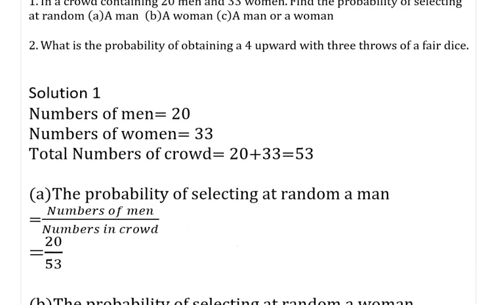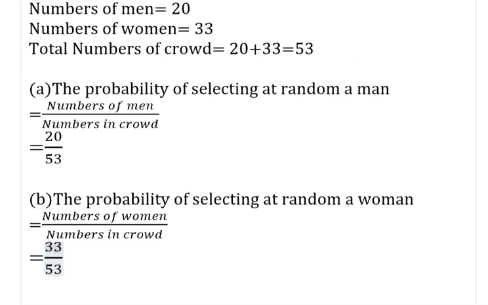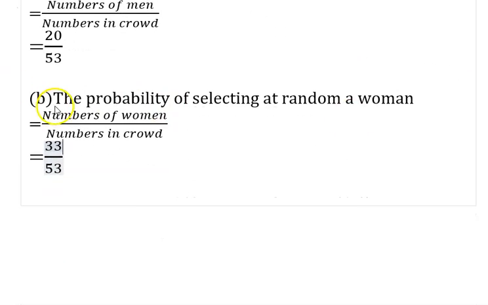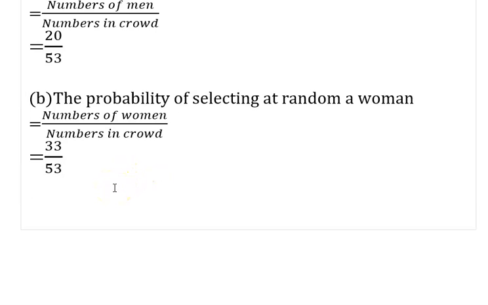Now for C, we have to find the probability of selecting at random a man or a woman. Don't forget, this "or" is addition. When you say "or" in probability, it means for you to add. Okay, let's make use of this as a template as well. It's just a template.